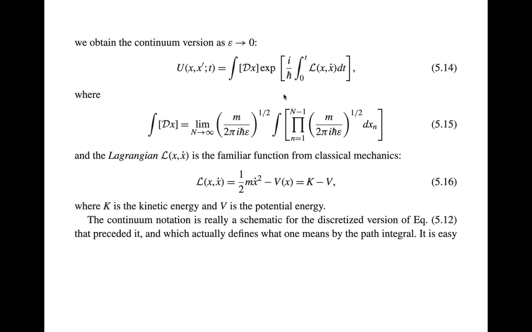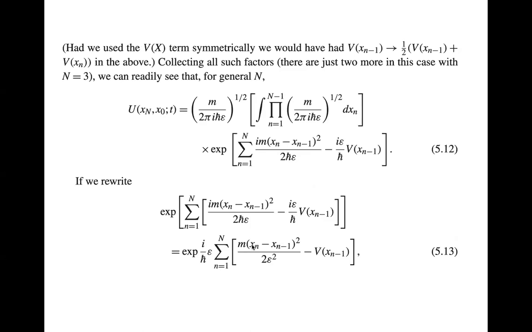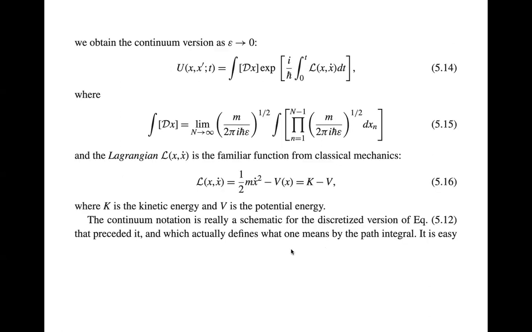So this is m times the velocity squared divided by 2 minus the potential energy. This object is nothing but a Lagrangian. Yeah, this is the Lagrangian. Yeah. So this was actually obtained by Dirac in the 1930s. So Feynman was inspired by that and formulated the path integral from that. So this is the Lagrangian.